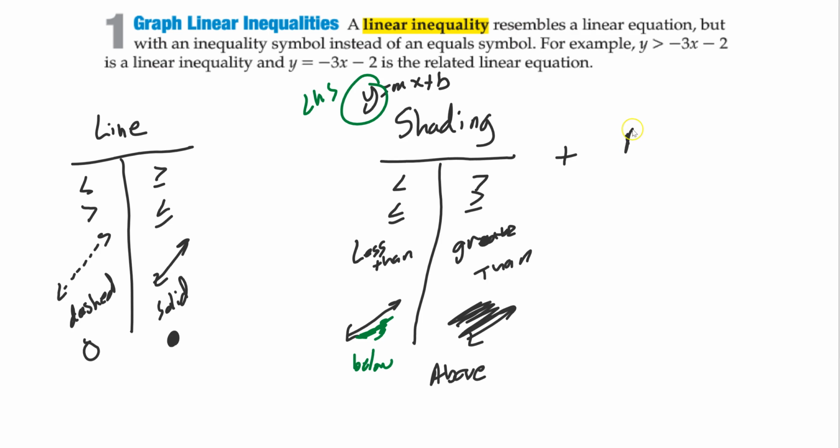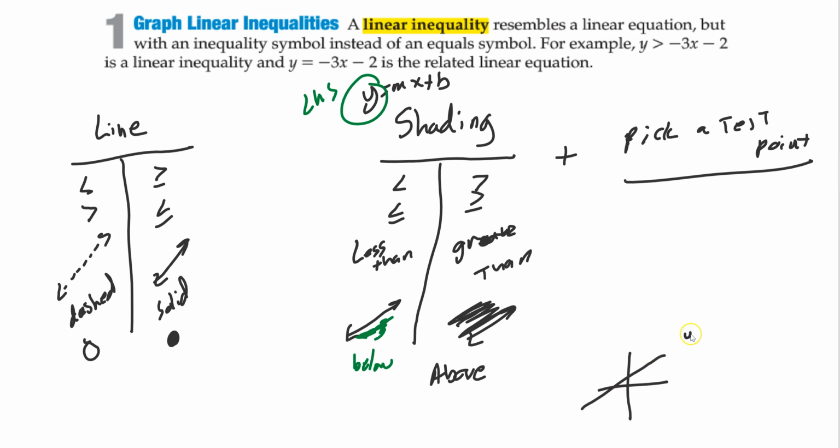We can do what's called picking a test point. This way it always works. It doesn't matter what the notation is. So the best way to do this is to show you by example. Let's say I have a line that looks like this: y is greater than, let's say, x plus 2.